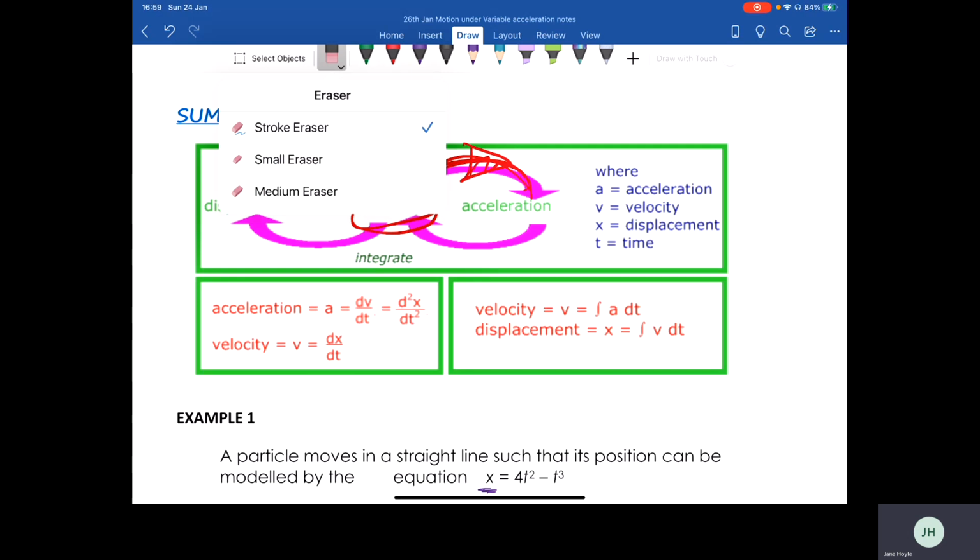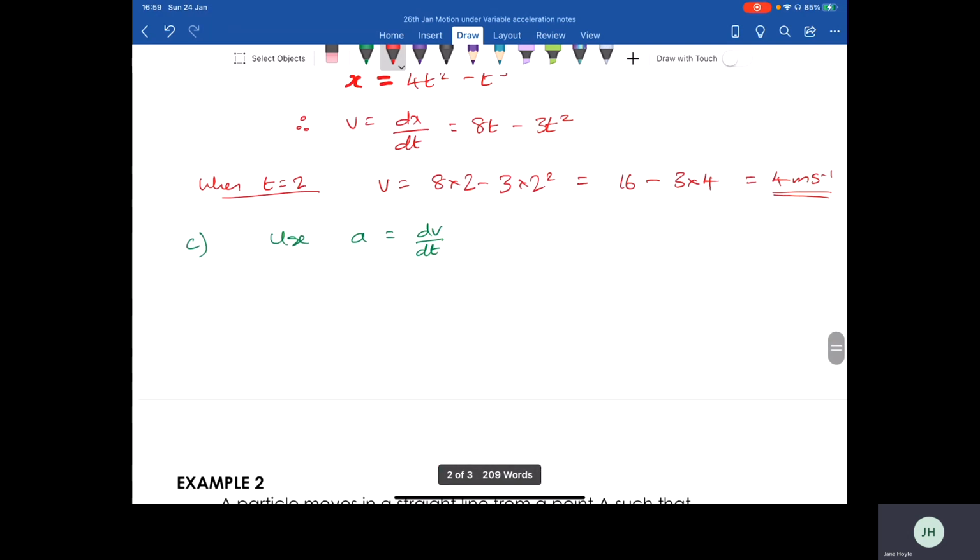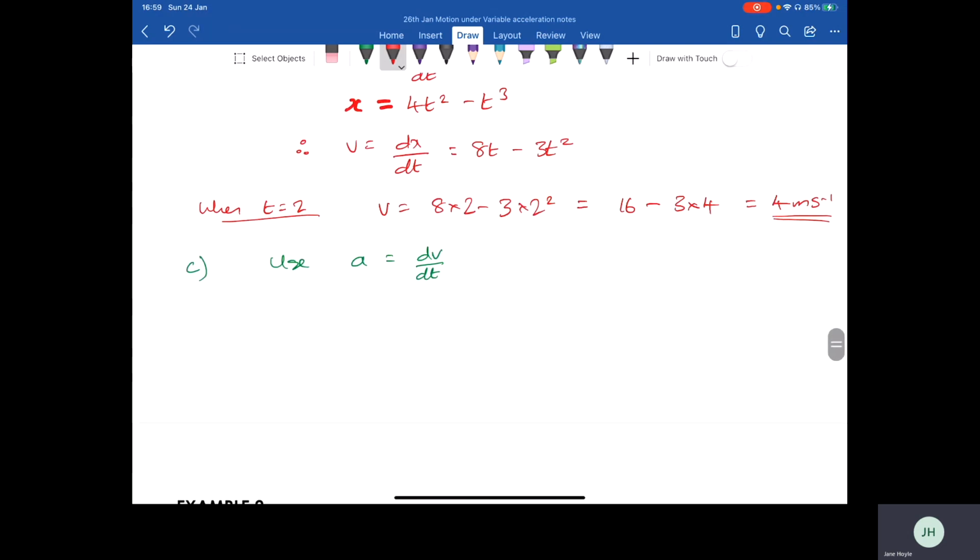If we hadn't worked out part B, that wouldn't be an issue, because you would say, I've got an equation for displacement. I know if I integrate it once, that would get me to velocity. If I integrate it again, that's going to get me to acceleration. So you just have to go through the velocity step, even though you wouldn't necessarily need to calculate anything.